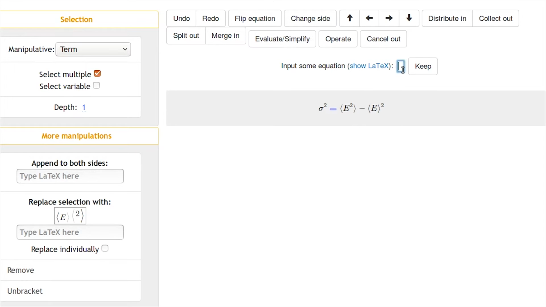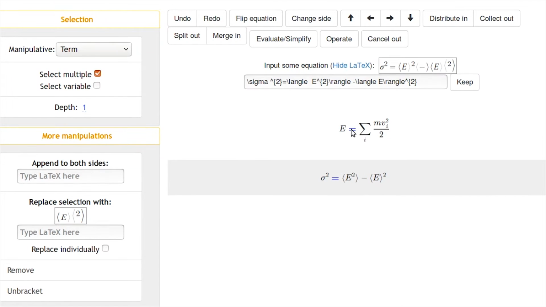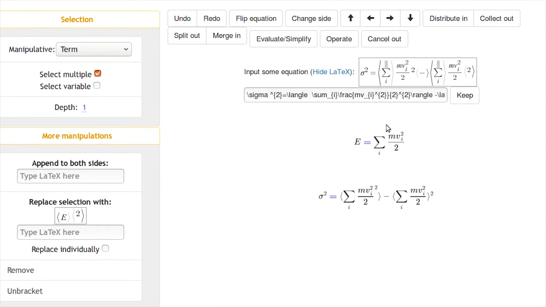Now, let us finally write the expression for E, which is the total energy of a gas of particles. Because this is an ideal gas, there are no interactions, and all the energy comes from the kinetic energy of each of the particles. So E is the sum over all the particles of the kinetic energy of each particle, which from basic mechanics is m times the velocity v sub i of that particle squared, divided by 2. We can substitute that expression for E in our expression for the variance, sigma squared.